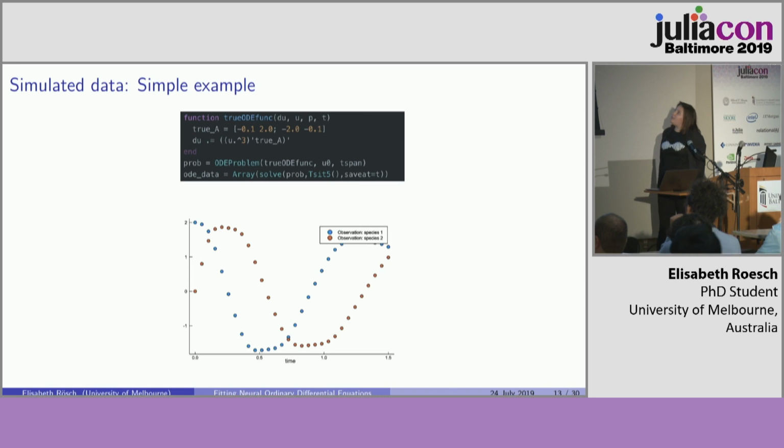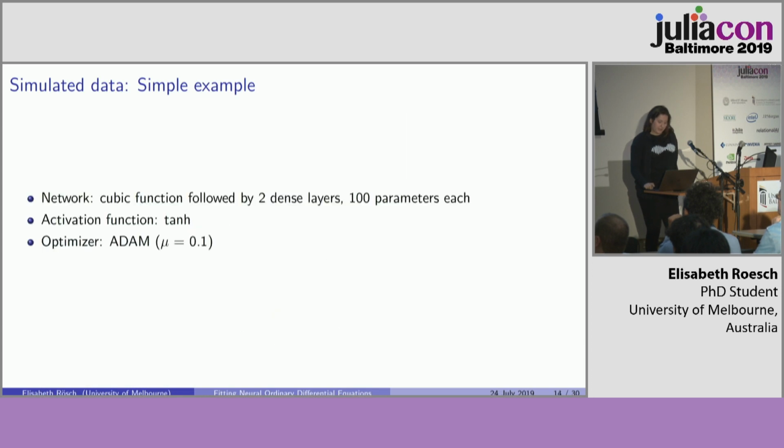So the simple example looks like this. You've got the two species over time. This is the true ODE function up there. You can see the core is like this cubic function. And we just solve it. So this is the observation that we are dealing with.